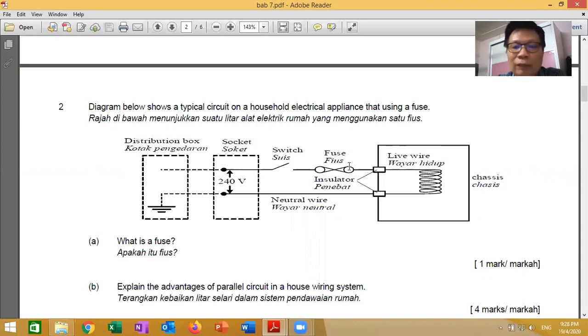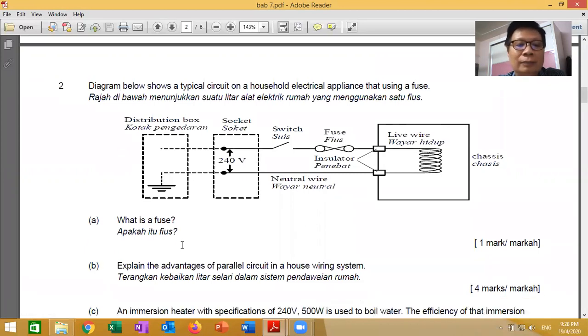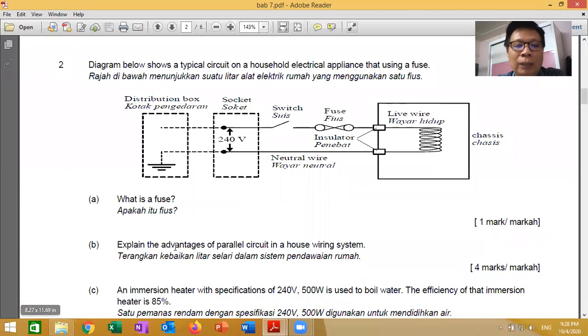Okay, so now first question, what is a fuse? Actually, a fuse is what class? The second question, explain the advantages of parallel circuit in the house wiring system. Okay, now you look at these two first. What is a fuse? And then the second one is explain the advantages of parallel circuit in our house. You know that wiring systems are like two. One is series, the other one is parallel, right? So now in our house it is parallel, you know.